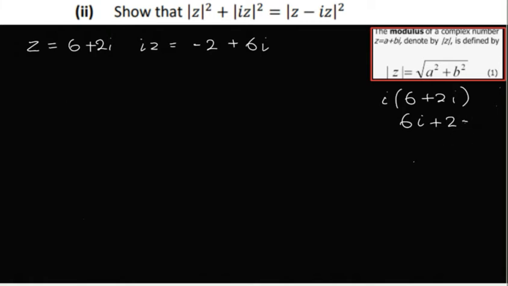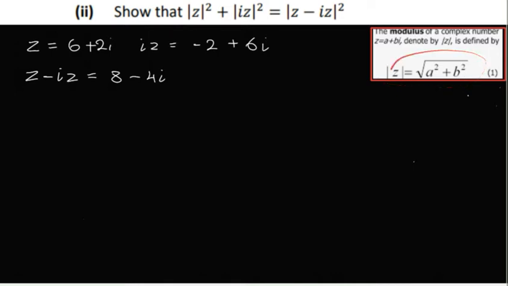Okay, so let's look at the rest. And remember, from the first part we have z minus iz, and that was equal to 8 minus 4i. So the modulus over here is basically the coefficients of the real and the imaginary squared. Put a square root over it as we want to get the distance from the origin. So let's put it all together.